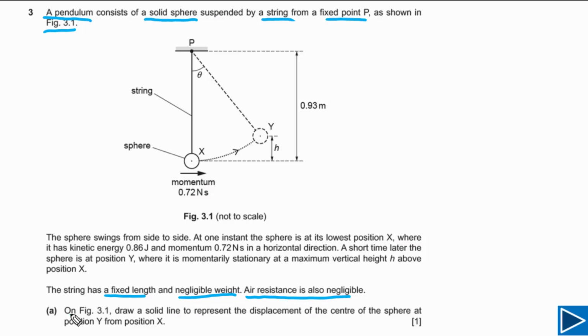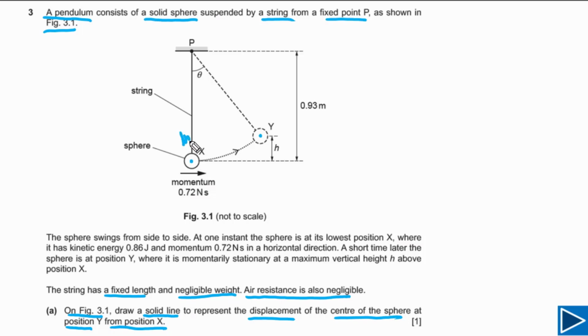For part A on figure 3.1, we need to draw a solid line to represent the displacement of the center of the sphere at position Y from position X. First of all, it is given to us the center of the sphere is at this point. Then the center of the sphere is at this point. Now we need to find the displacement. Displacement is the shortest distance between initial and final position. So this one is our initial and this is final.